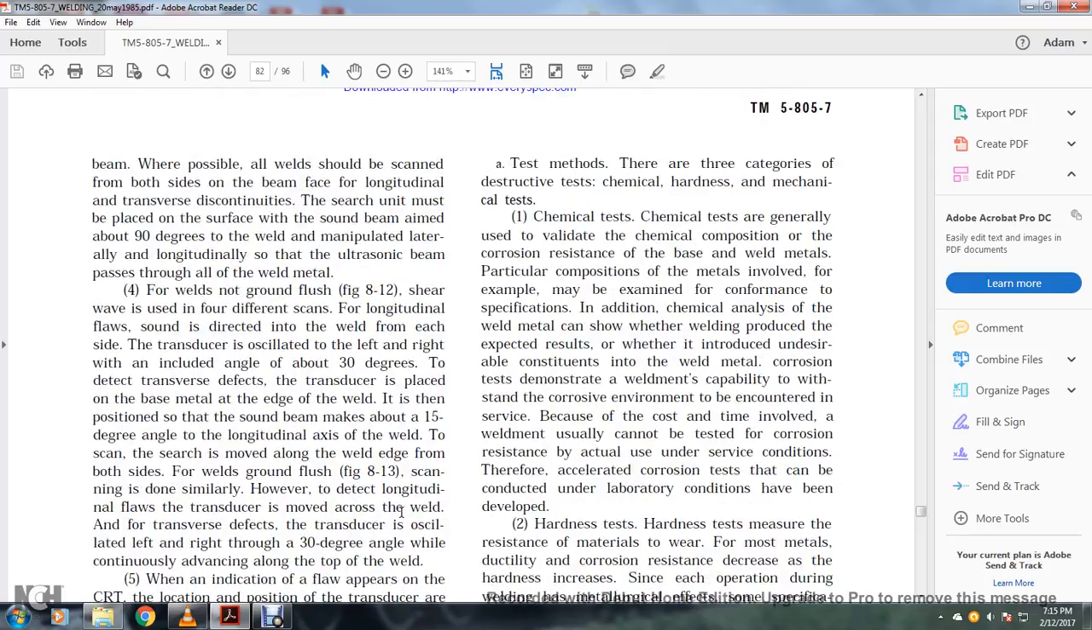Test methods. There are three categories for the destructive test method: chemical, hardness, and mechanical testing. Chemical testing is generally used to validate the chemical composition and corrosion resistance of the base and weld metal, the particular composition of the metal involved.